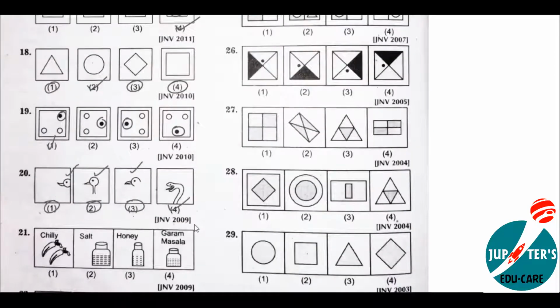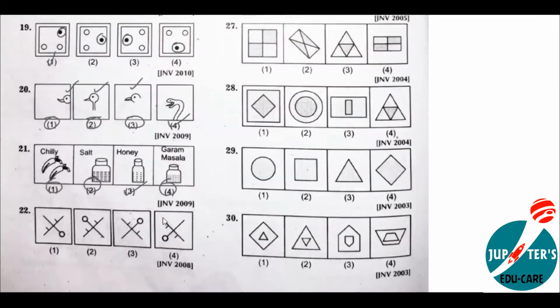Next, in question number 21, option 1, that is chili, option 2, salt, and option 4, garam masala are related with vegetables. But option 3, that is honey, is not related with vegetables. So 3 is our answer.